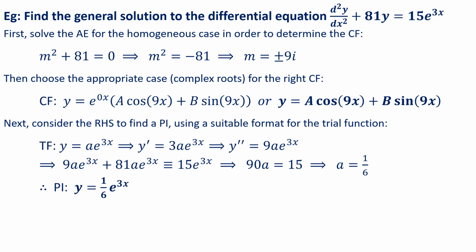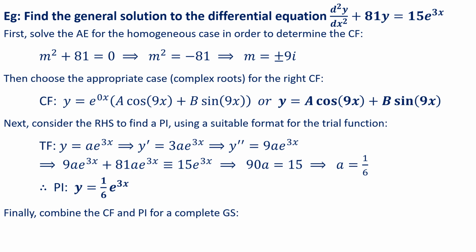You'll notice there's a lot of places in this solution where I've written y equals something, and so far none of those places have been the actual general solution, so you've got to be very careful to label them at each stage. The complementary function is y equals something involving trig, and then we have a trial function, so the general version of what's going to become the particular integral with an unknown a in front of the e to the 3x, and finally the particular integral after we've found the value of a.